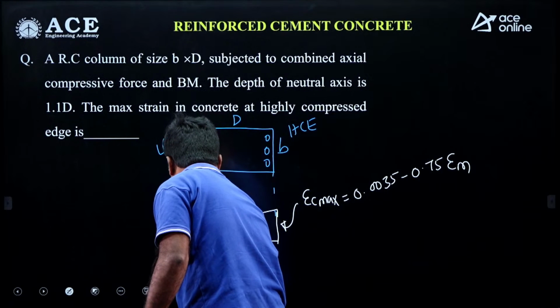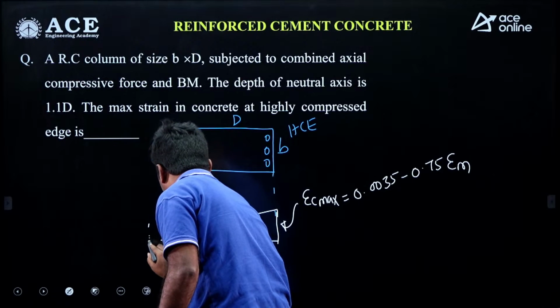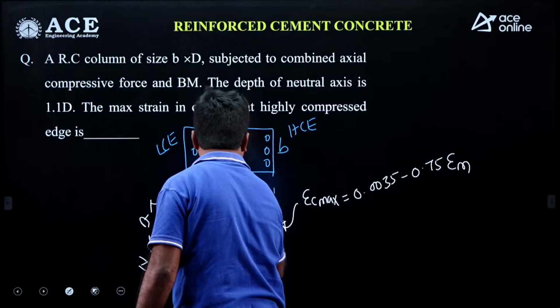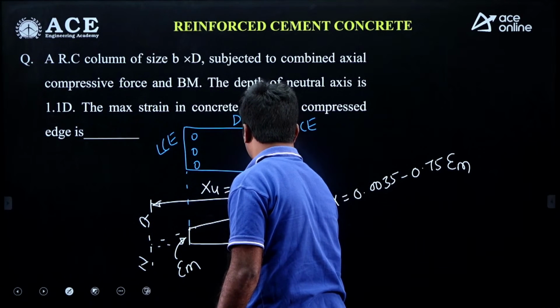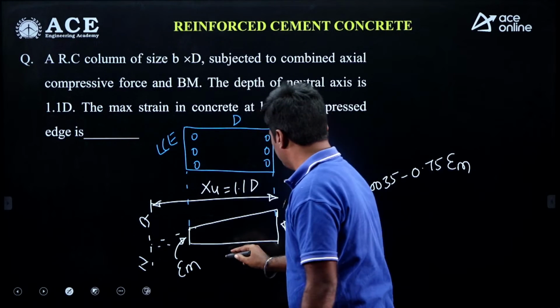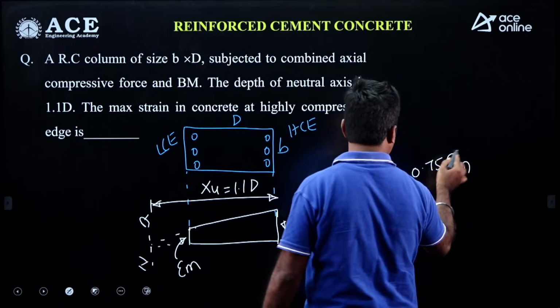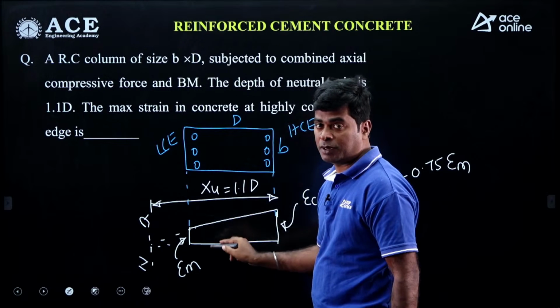My dear, if you extend this, here you will get the neutral axis. From here to here, you will get the depth of neutral axis xu equals 1.1 times D. You need to find epsilon m. In order to get the maximum strain, you need epsilon m. This epsilon m you can get from the similar triangle property.